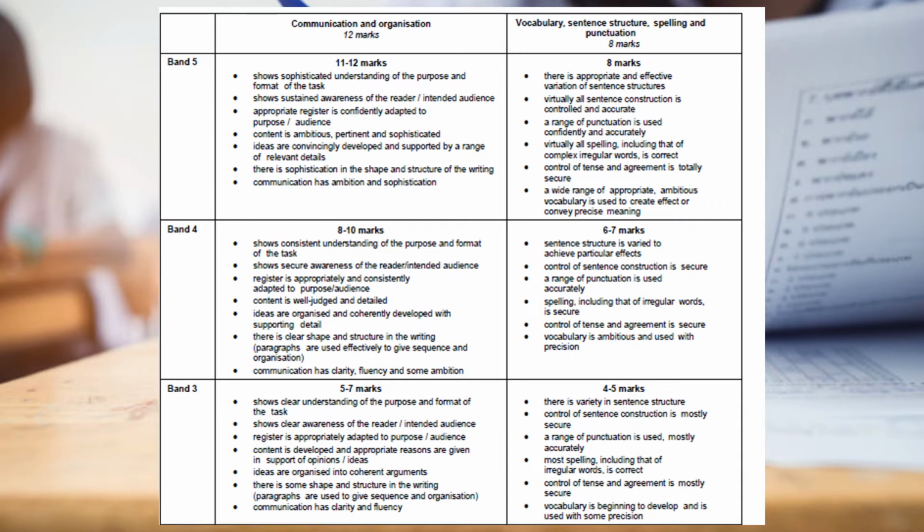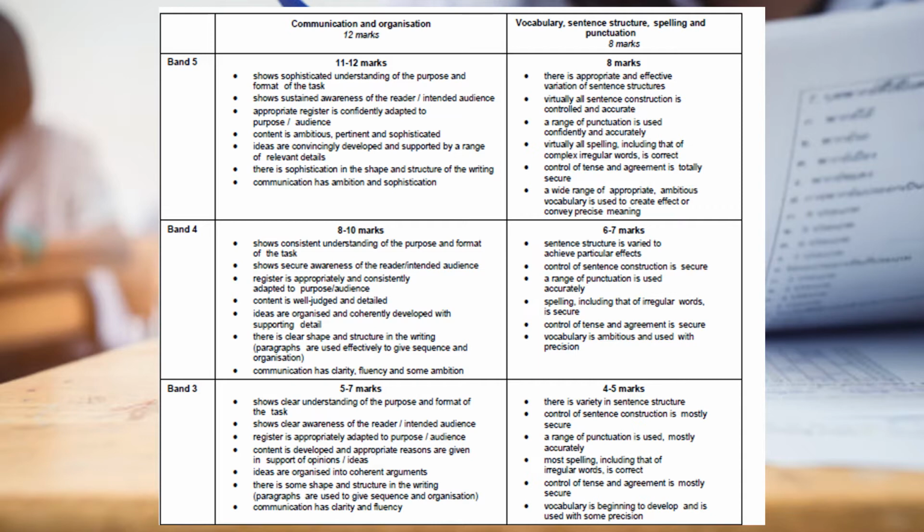The next bullet point is saying the register is appropriately adapted, and that might be formal or informal depending on the task being set. Content is developed and appropriate responses are given to support opinions. That's where you add detail to your paragraphs. If you're often writing paragraphs maybe 3 sentences long, you would not pass the test on that because that does not show development of ideas.